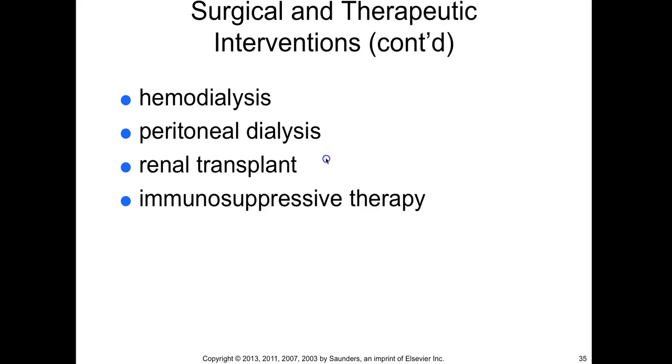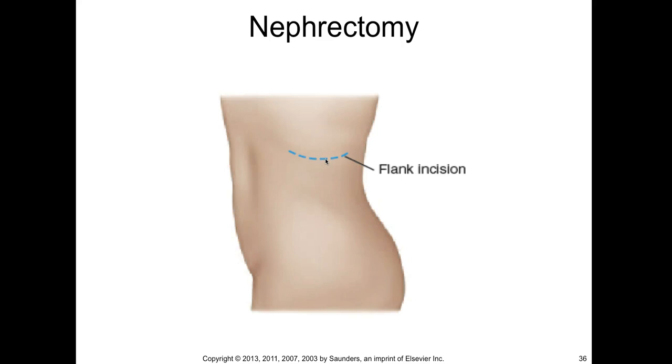An immunosuppressive therapy must be used if they have a renal transplant because it'll interfere with the normal immune response of the person receiving the kidney so that the transplant can stay intact in the body and not be attacked by their immune system, and we can prevent rejection of that donor kidney. So here is the incision for a nephrectomy. This is called a flank incision, and we use this for a kidney transplant.